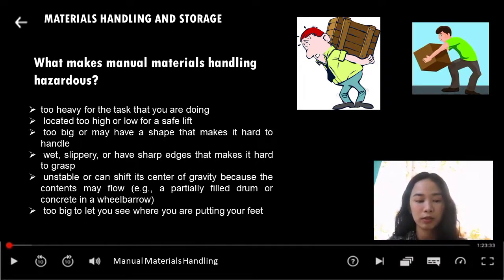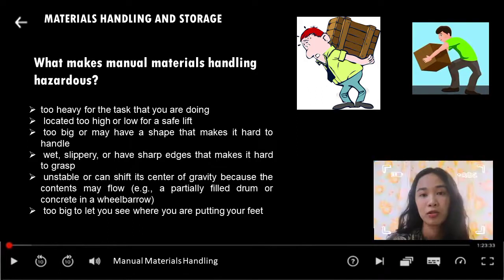Next, it is unstable or can shift its center of gravity because the contents may flow. For example, a partially filled drum. Because it is partially filled, the weight of the drum will go to different sides when it is carried by the worker. The shifting of gravity can be transferred to the body of the worker holding onto it. Next, the material may be too big to let you see where you are putting your feet. So if the material is too big that you are unable to see, this can cause accidents because of being unaware of the place.